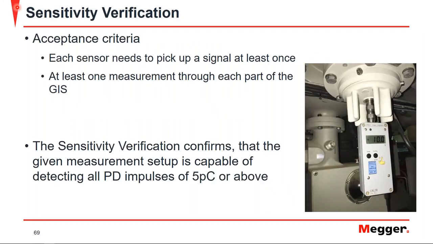Now, as we mentioned, for the acceptance criteria, it's necessary that each sensor picks up the signal at least once, and also that that one measurement be through each part of the GIS. That way you can ensure that you're able to detect all partial discharge impulses of 5 picocoulombs or above at all areas of your GIS. So again, this gives you the sensitivity verification, or the quote unquote calibration, of your GIS system for partial discharge.